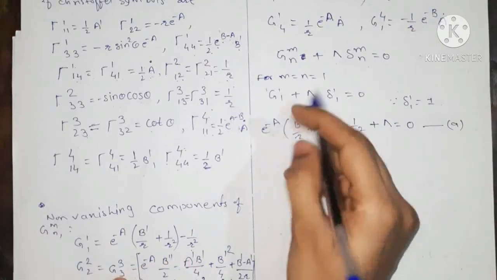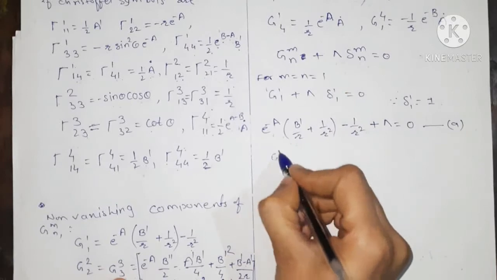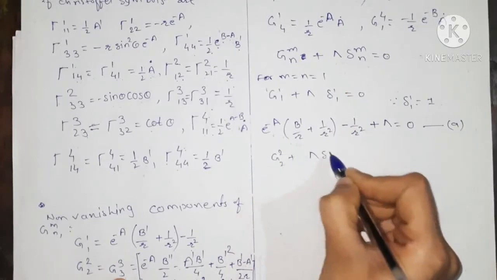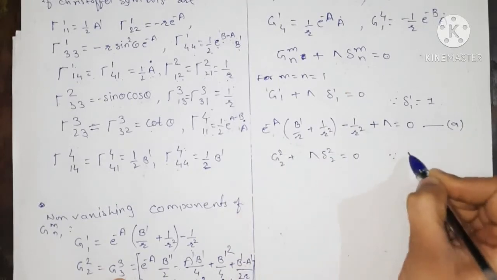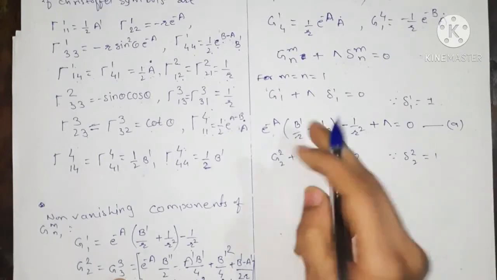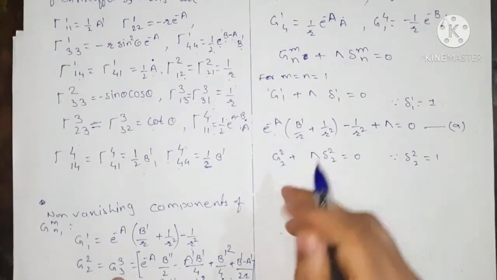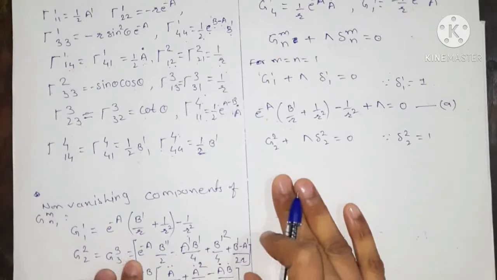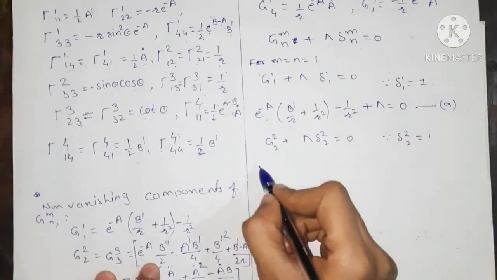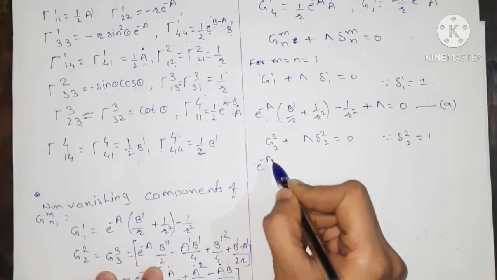Now again for m equals n equals 2, we have G22 plus capital lambda delta 22 equals 0. Since delta of 22 equals 1, we substitute the value of G22, which is the same as G33. So G22 has the value e to the power minus a.